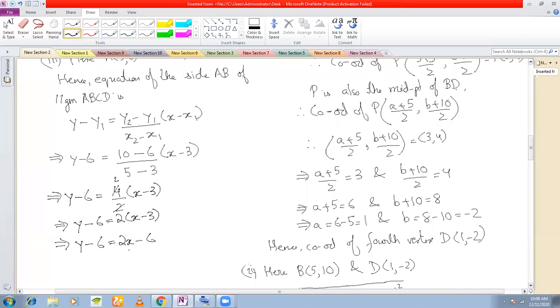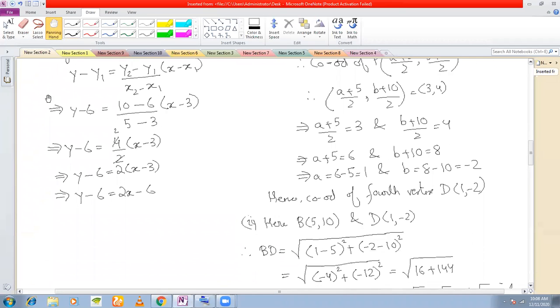2x minus 6. Now take everything to the other side. From the right hand side, take everything to the left hand side. Or you can take y on the other side also. 2x minus y plus 6 minus 6 equal to 0. These two cancel off. You simply get 2x minus y is equal to 0.